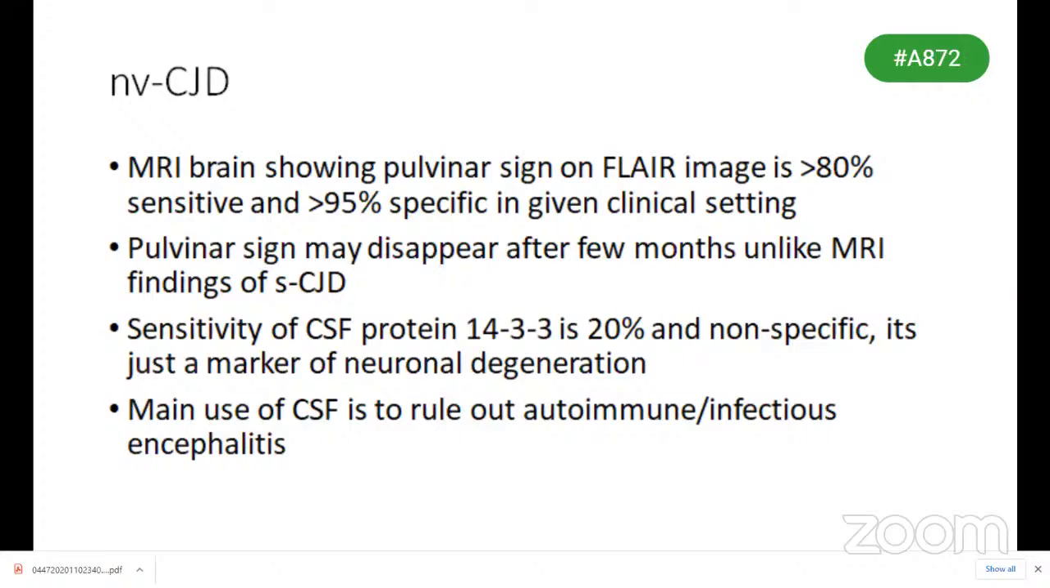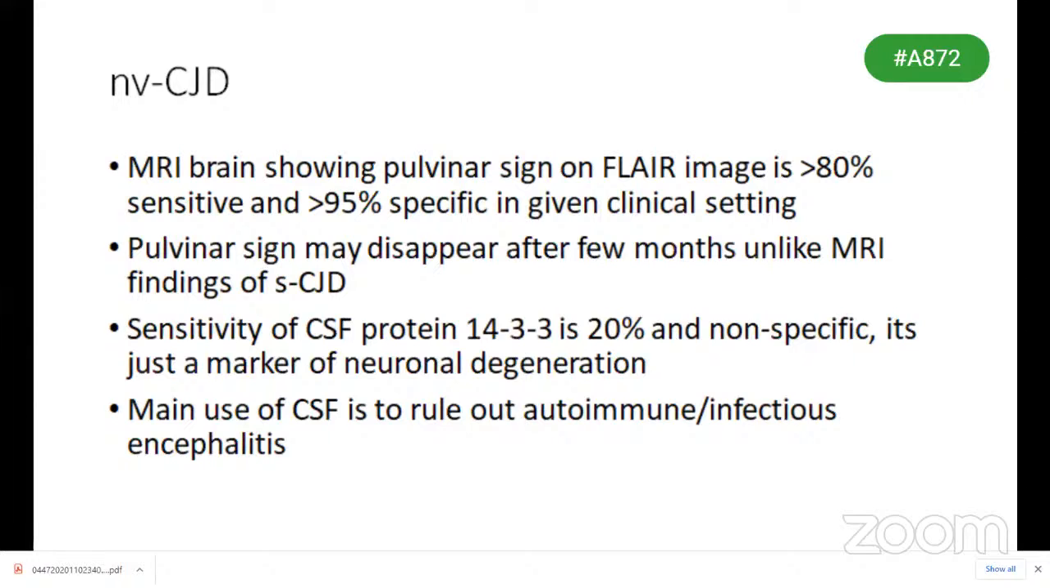The sensitivity of CSF protein 14-3-3 is only 20%, and it is a very non-specific test. It is just a marker of neuronal degeneration. So many times people ask that they want to do 14-3-3 protein in CSF, the test is not available. You need to send the sample to USA, but it is not needed. Remember that it's a test which has got a very poor sensitivity and it's a non-specific test. And of course, CSF you usually would not do as a test in these patients.